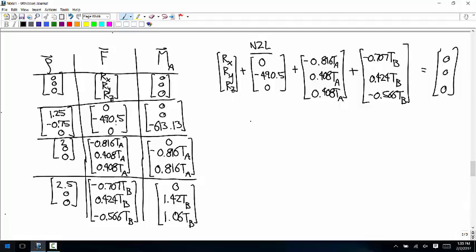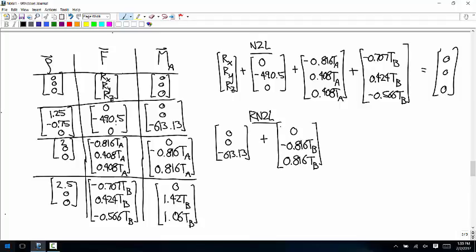And now same thing with the moment equation. So the 0 vector plus the vector 0, 0, negative 613.13, plus 0, negative 0.816 TB, positive 0.816 TB, plus the vector 0, 1.42 TB, 1.06 TB is equal to the 0 vector.